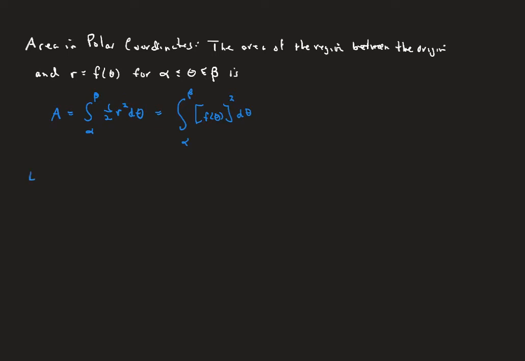So that's going to be our formula for finding the area in polar coordinates. So let's do a couple of examples. Our first example, we'll say find the area of the region enclosed by the cardioid. So I'm going to give you a cardioid.